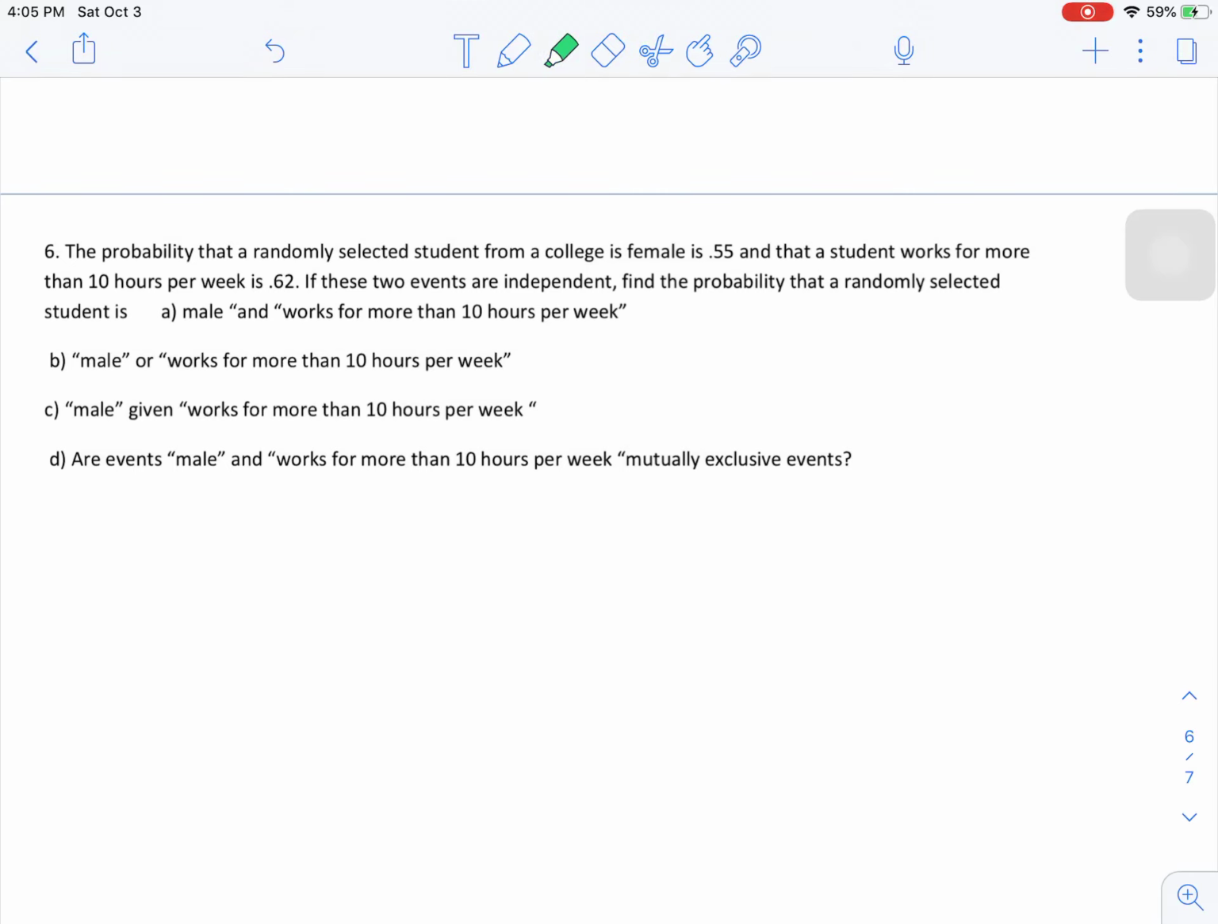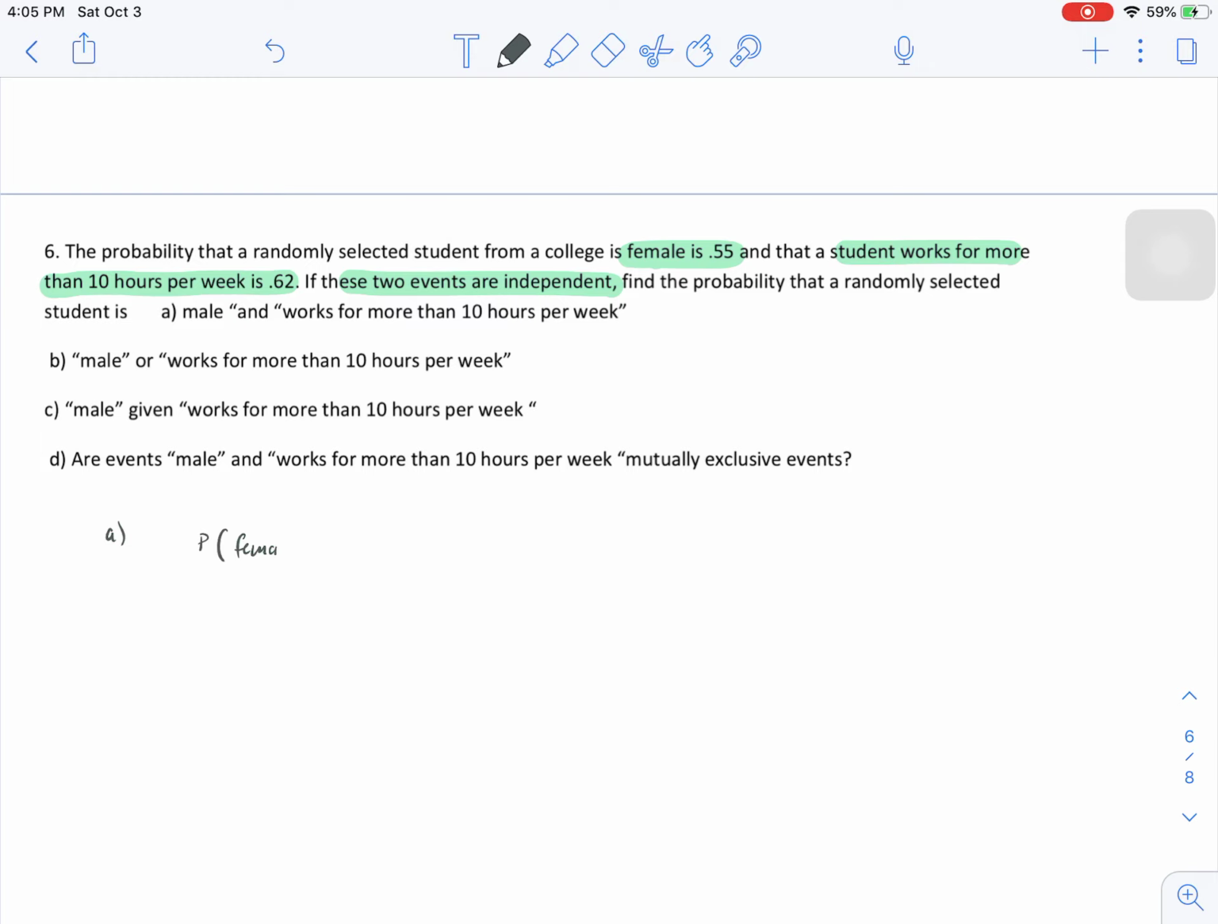In question 6, we're looking at randomly selected students from a college. The probability that a random student is female is 55%, and the probability that a random student works for more than 10 hours per week is 62%. We're given that these two events are independent. In part A, we want to find the probability that a random student is male and works for more than 10 hours per week. All right, so first we'll start off by just writing down what we know.